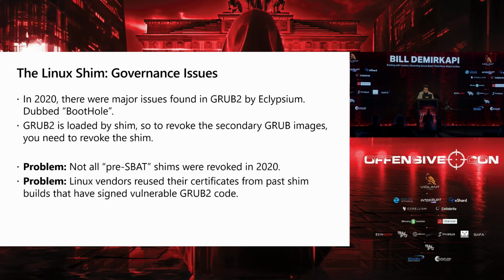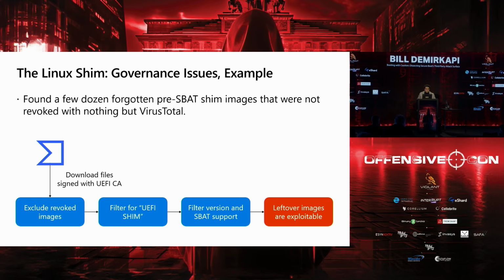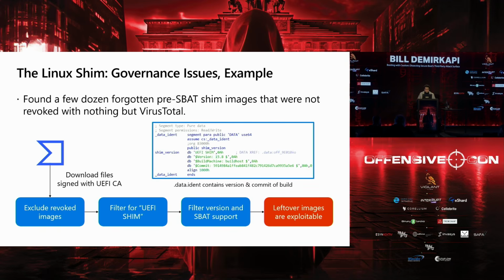Let's talk about that. For example, what I did was I went ahead and downloaded from VirusTotal all the files that were signed with the UFCA, I excluded the images that were revoked, and I filtered for the string UFI-Shim. Next, I went ahead and actually checked the version and whether it had SBAT. The reason this is possible is because the Linux Shim actually has not only the version, but even the commit hash built into the binary in the data ident section.